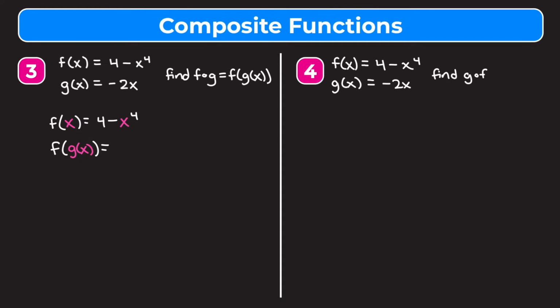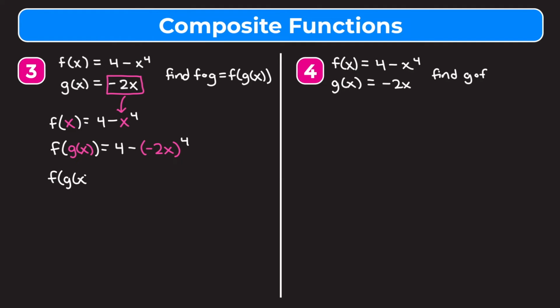And I know that g of x is equal to negative 2x. So what I want to do is replace the x in my f of x function with my g of x function. So I'm going to have 4 minus, in parentheses, my g of x function of negative 2x, that entire thing raised to the 4th, and now I just want to simplify.